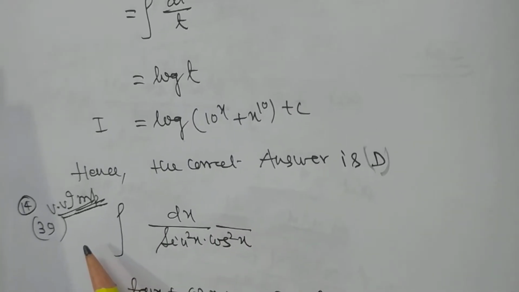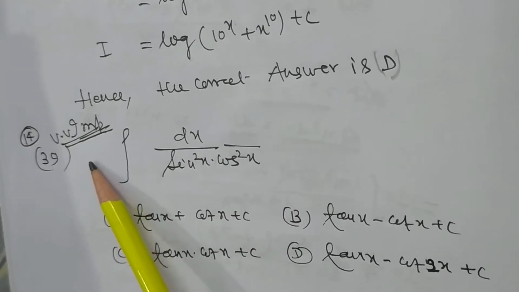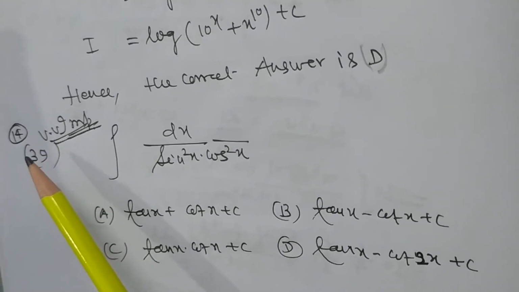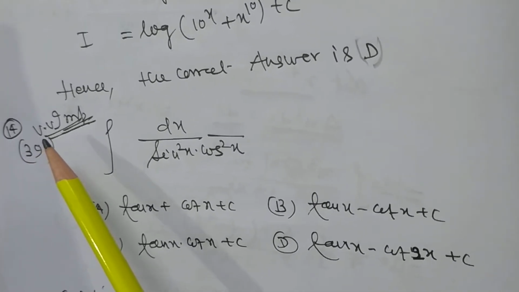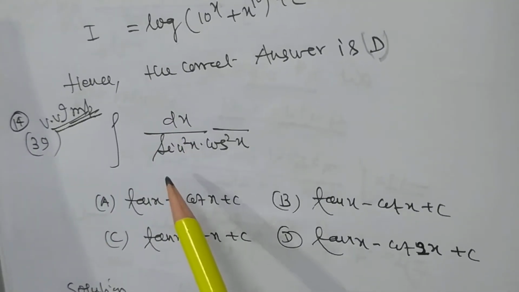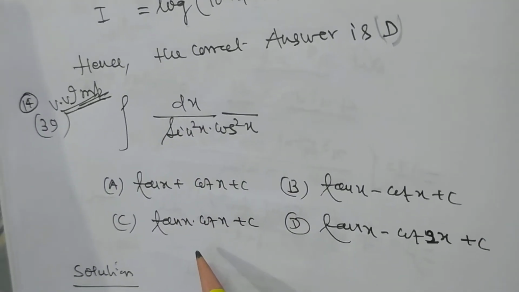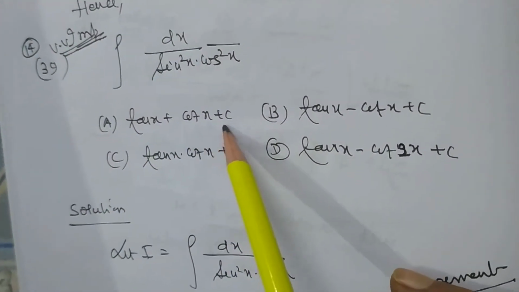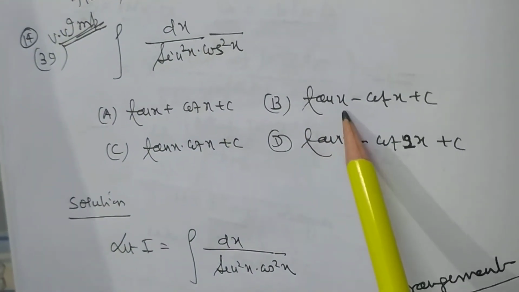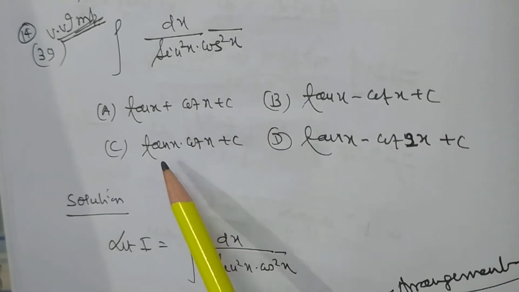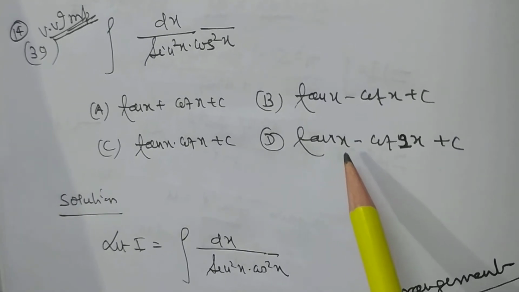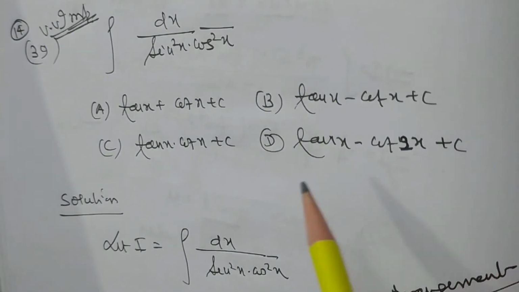Now, my dear students, now see problem number 39 of NCERT exercise 7.2 and problem number 14 of this study material. The integral of dx by sin square x into cos square x. And there are 4 options. A is equal to tan x plus cot x plus c. B is equal to tan x minus cot x plus c. C is equal to tan x into cot x plus c. And D is equal to tan x minus cot 2x plus c.